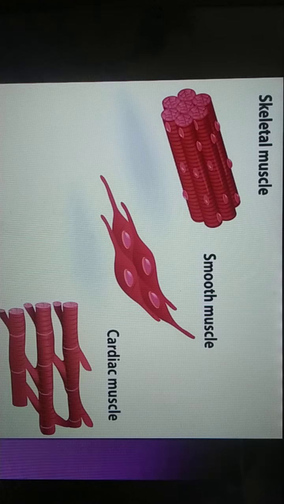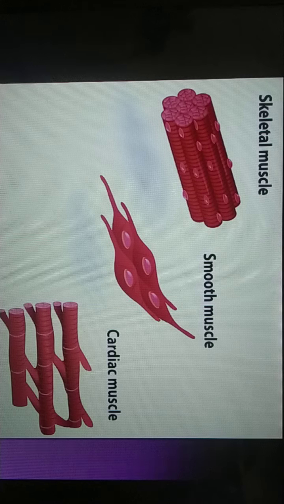These muscles have many nuclei situated towards the periphery, that means the side, and thus they are called multinucleated. You can see a single muscle fiber has a number of nuclei. Due to the presence of a large number of nuclei, it is called multinucleated. Here you can see only one nucleus is present in one cell, so it is called uninucleate. These muscles appear to have light and dark bands, and due to these bands they are called striped or striated muscles.